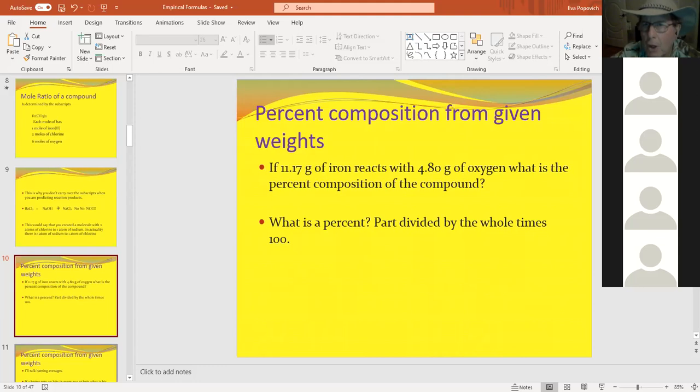If I was asking for parts per million instead of percent, I would still take the part, divide it by the whole, only this time instead of multiplying by 100 over 100, I would multiply it by 1 million over 1 million. That way I would get the parts in a million of the whole thing. Does that make sense, guys?